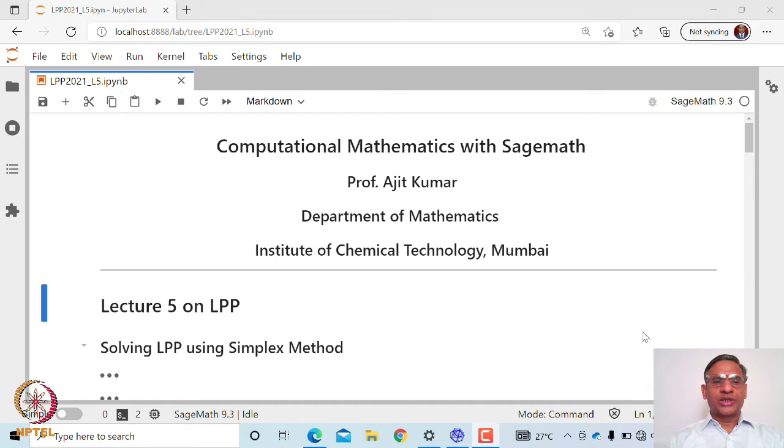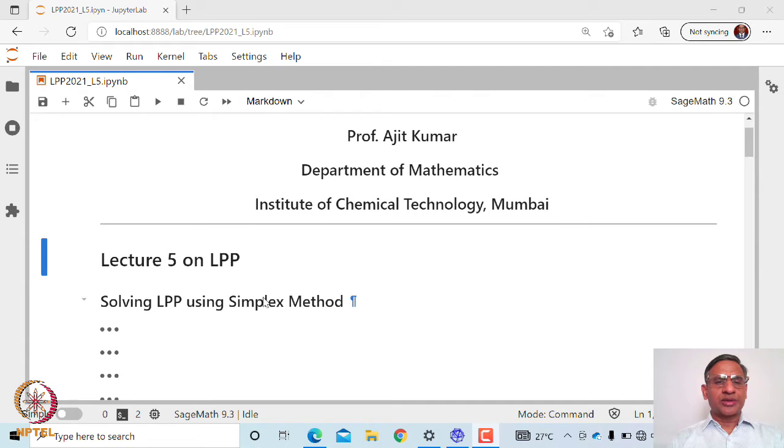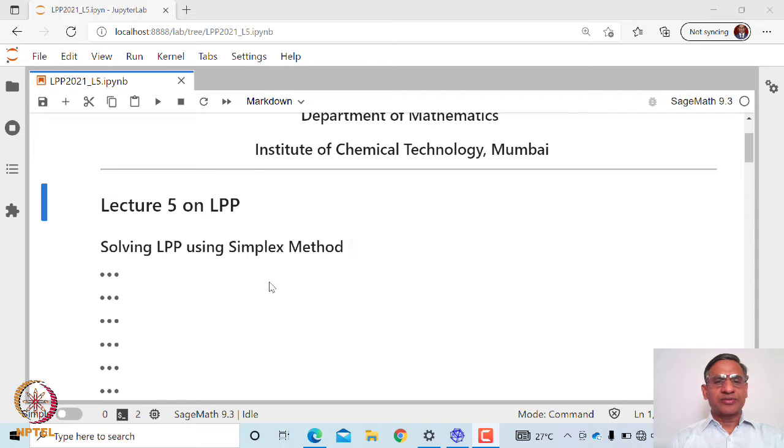Hi, welcome to lecture 5 on linear programming problems under this course on computational mathematics with Sage Math. In this lecture, we are going to look at solving linear programming problem using simplex method. In the last lecture, we looked at theory behind simplex method and we described what is the simplex method algorithm. So let us start with an example and we will solve this example using this algorithm.